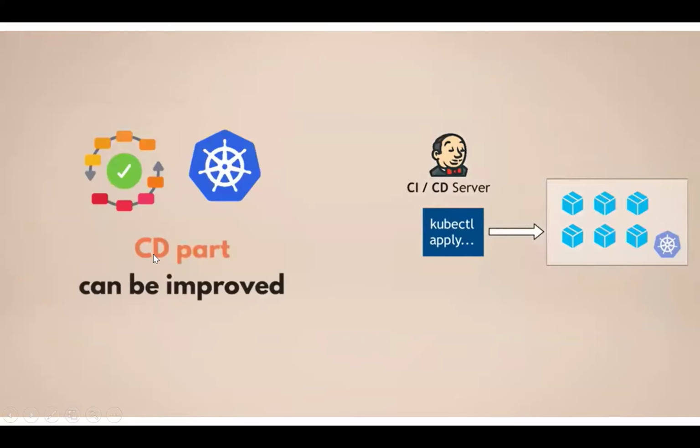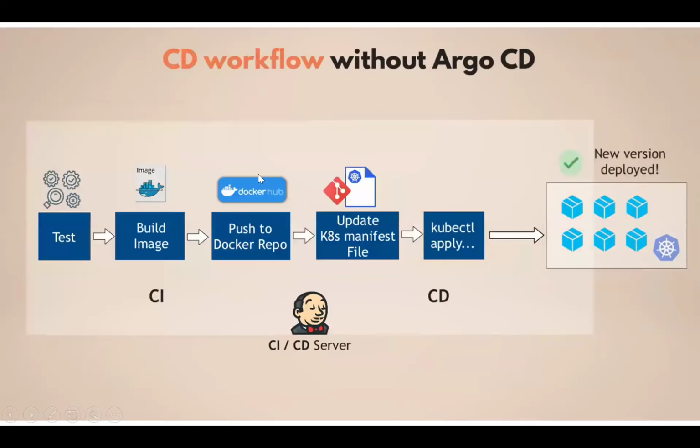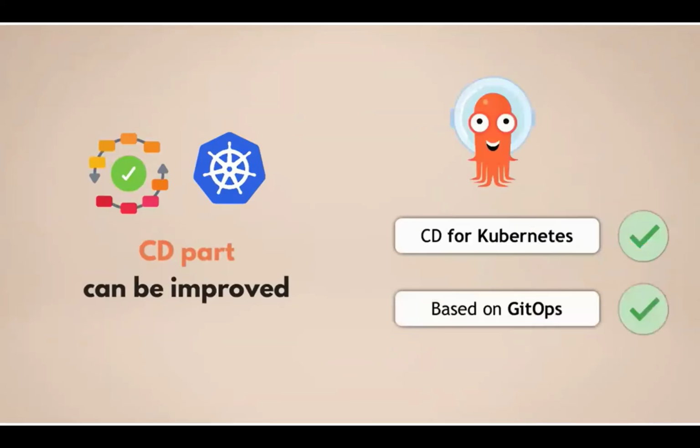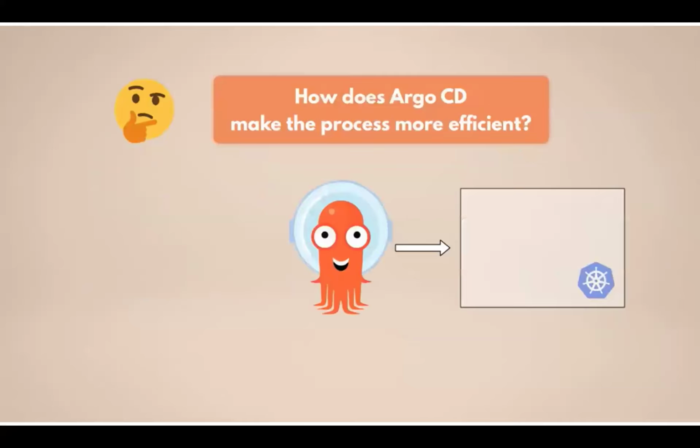Now this CD part, the challenge part, can be improved. The first part is okay. Up to here, Jenkins can easily handle it. The problem comes from here, where everything is happening inside Kubernetes. So let's see how we can improve this. And ArgoCD comes into the picture based on GitOps. Now what is GitOps? It is basically Git operations. We'll look into this along with this. So how does ArgoCD make the process more efficient? So far, what is the problem with our CD? You understood?